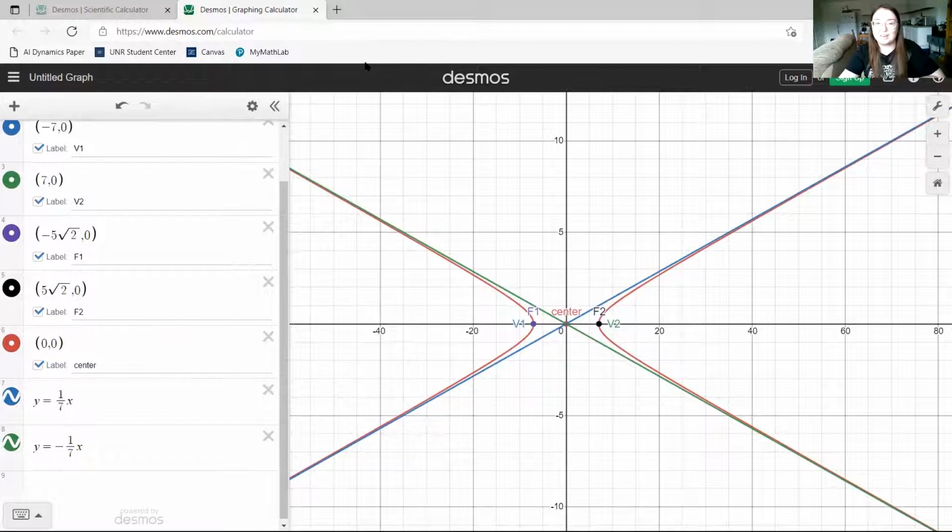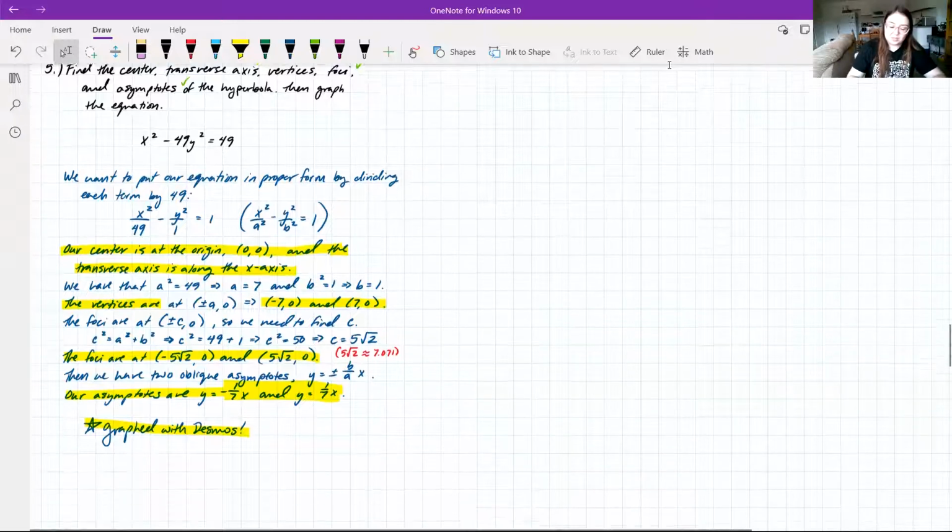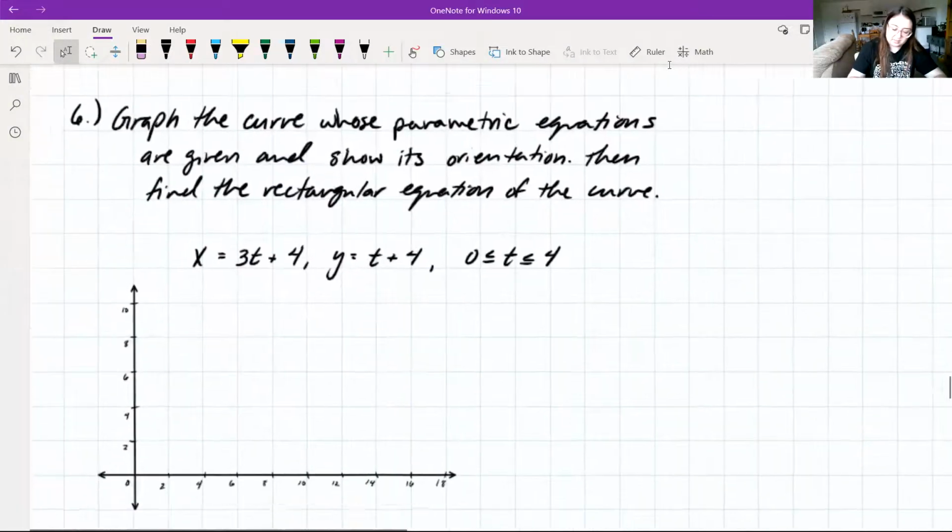So all right, let's head on back over to our review. All right, so we see that we successfully found all the correct points of a hyperbola. We found all the important parts, which were the center, transverse axis, vertices, foci, and asymptotes. And then we went ahead and just verified all of these answers by graphing on Desmos instead of looking at my poorly drawn graphs. So, all right, let's move on to number 6.